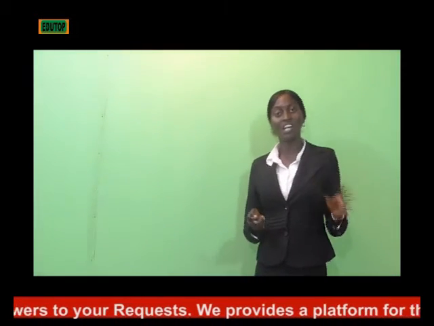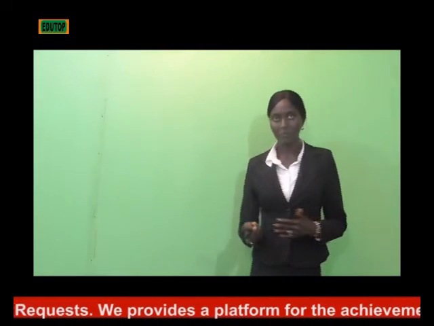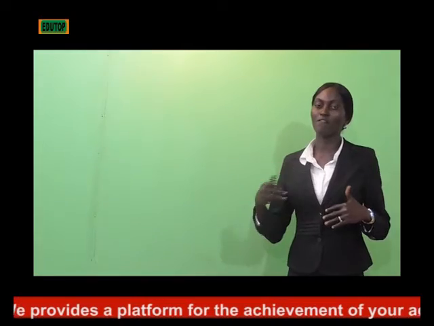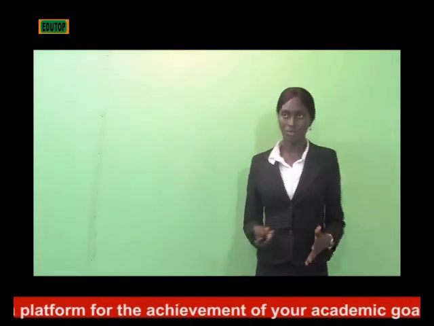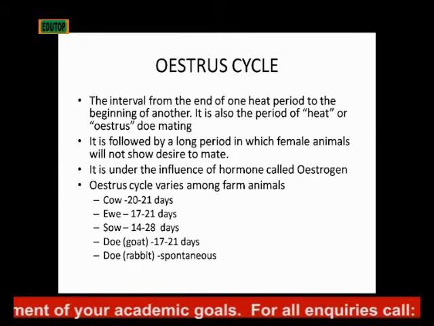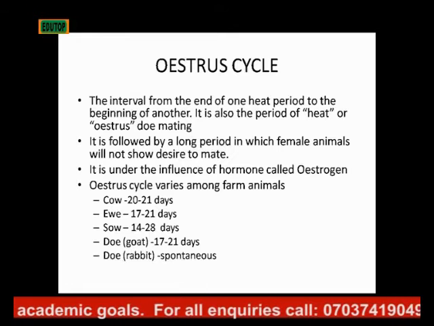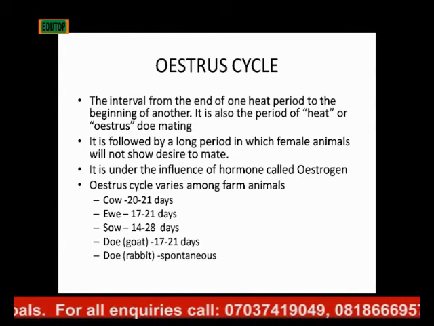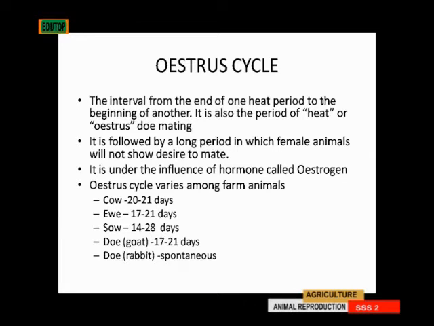Now, I'll be talking about some terms related to reproduction and mating. So you should get yourself familiar with them and the details of them. First in that category is the oestrous cycle. The oestrous cycle is the interval from the end of one heat period to the beginning of another. It is also the period of heat or oestrus before mating. It is followed by a long period in which the female animals will not show desire to mate.